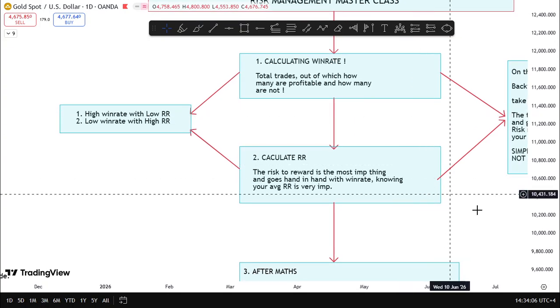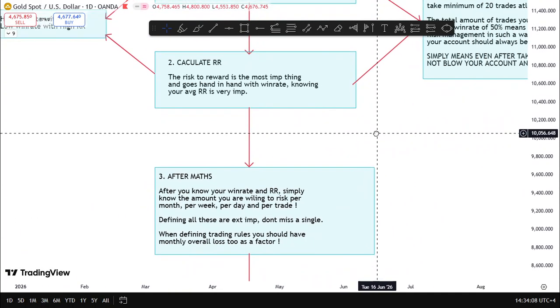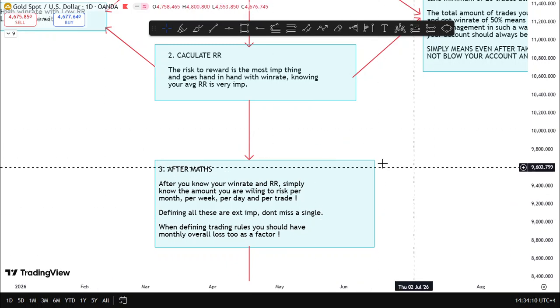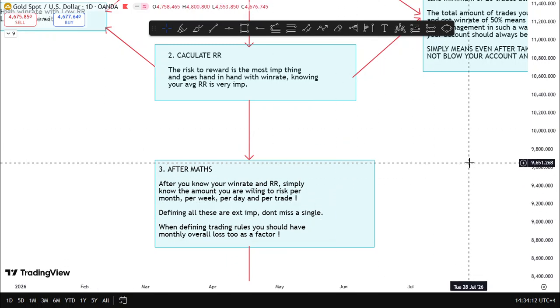Now after these two, let's go to the next point, third point, the aftermaths. After you know your win rate and RR, simply you have to know how much you are willing to risk, not just per trade, but per month, per week, per day and per trade. Now as swing traders, we know that we are not supposed to take more than one trade a day. So if we eliminate the day part, we only take the per trade, it is okay for us.